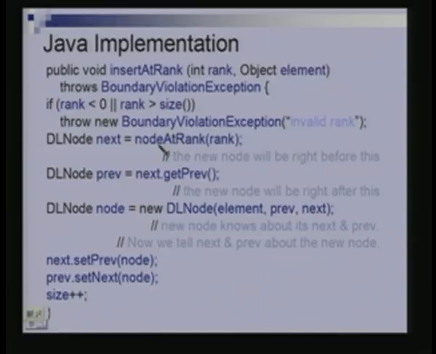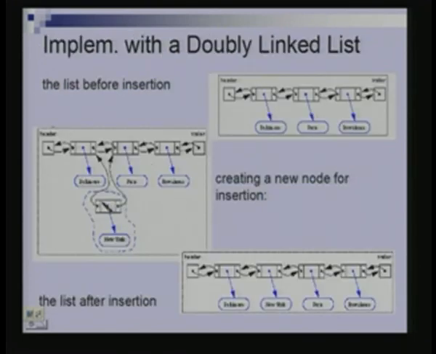Okay. So, this would be a Java code for inserting at a rank. Now, here I am assuming the existence of this procedure, node at rank, right. This is a method that I am going to be defining shortly. What does this method do? Given a rank, it tells me which is the node at that rank. So, for instance, here I had to insert this node at rank 2. First, I will call this procedure with rank 2. So, it will give me this node, because this is the node at rank 2.